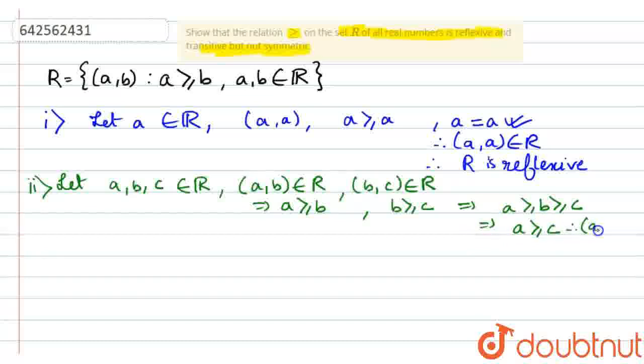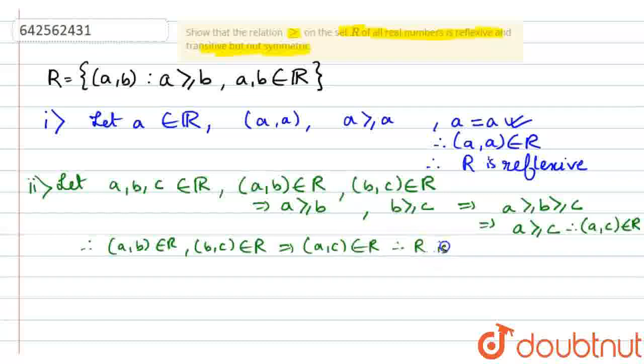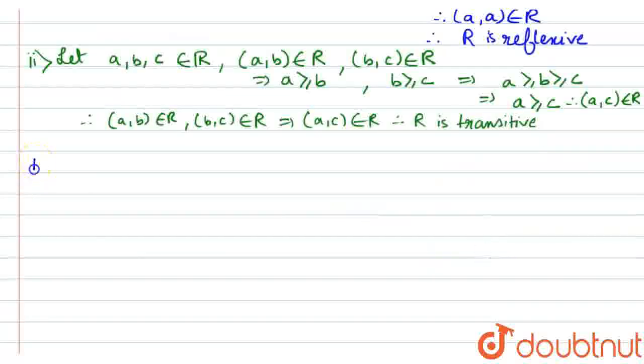Therefore (a, c) belongs to the relation. Therefore (a, b) belongs to R, (b, c) belongs to R implies (a, c) belongs to R. Therefore R is transitive. Now we have to show that R, the relation, is not symmetric.